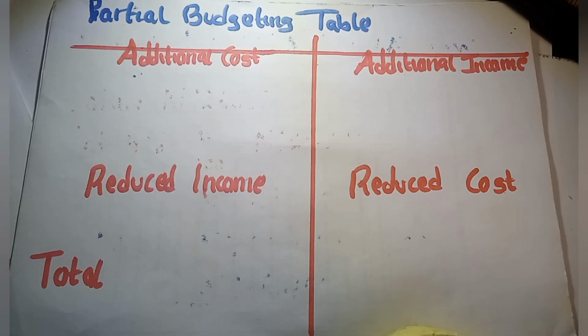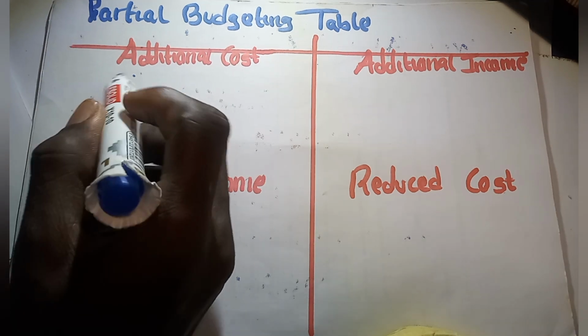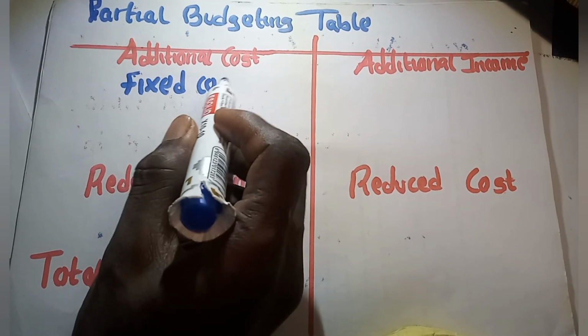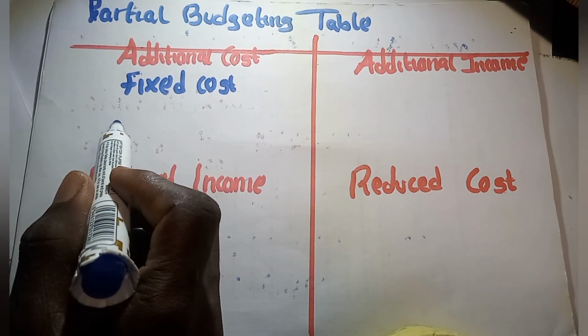So I told you that the additional cost is divided into the additional fixed costs and the additional variable cost.